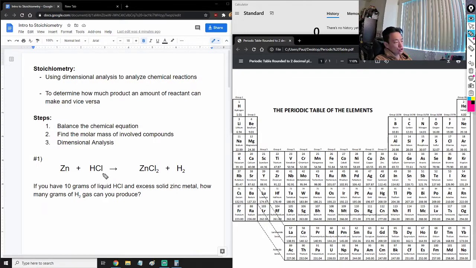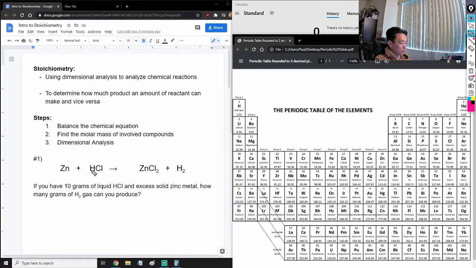So the steps to do it are very simple. It's only 3 steps, and it's everything you've done before. First, you're going to balance the chemical equation. You're going to find the molar mass of the involved compounds. And then after that, you're going to do dimensional analysis. And we're going to go through 3 examples just so that you guys have a lot of information to go off of as you do your assignment today. Alright, so let's start with this question.